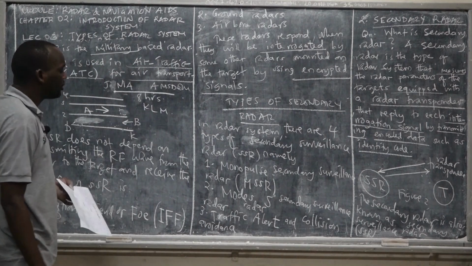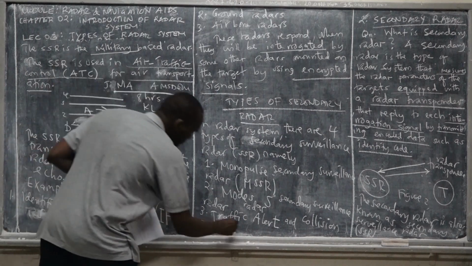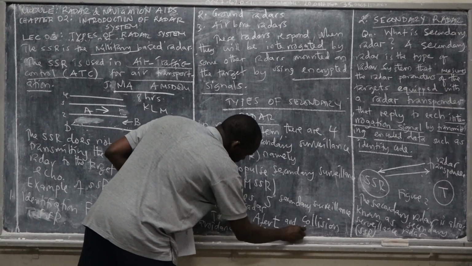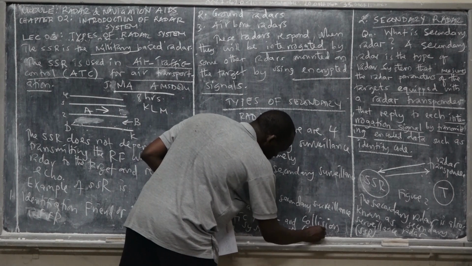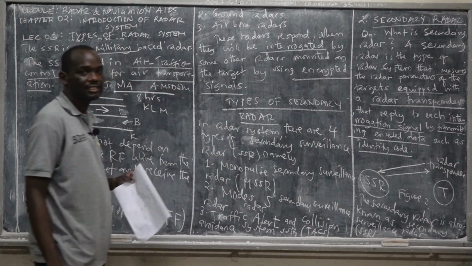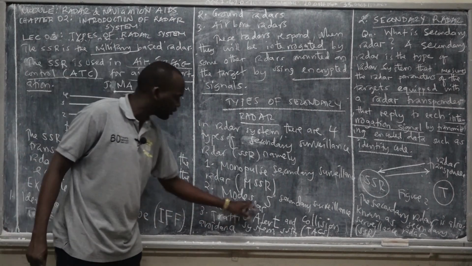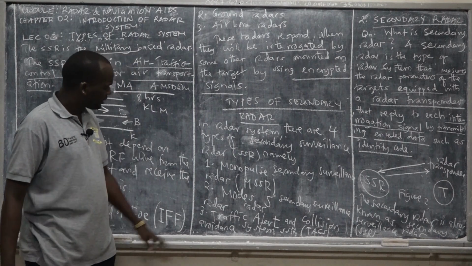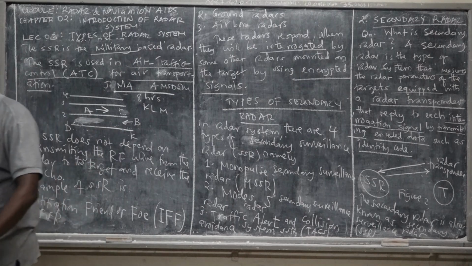The third type is called the traffic alert and collision avoidance system, SSR. In short, we call it TCAS. TCAS is an abbreviation. Stop writing. Traffic alert and collision avoidance system radar. Say traffic alert and collision avoidance system secondary surveillance radar.